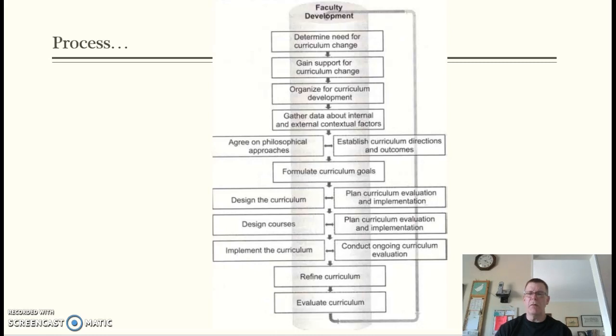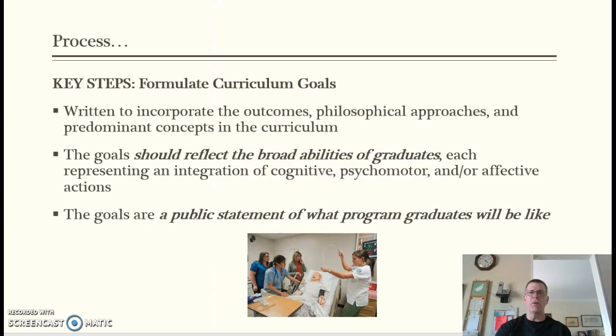We tend to think about refinement. We tend to think about that secondary to evaluation. What are the outcomes from that evaluation? So we'll talk about evaluation in a few weeks down the road. Key steps in the process. Again, let's consider incorporation of outcomes and philosophies, and the associated concepts in the curriculum.